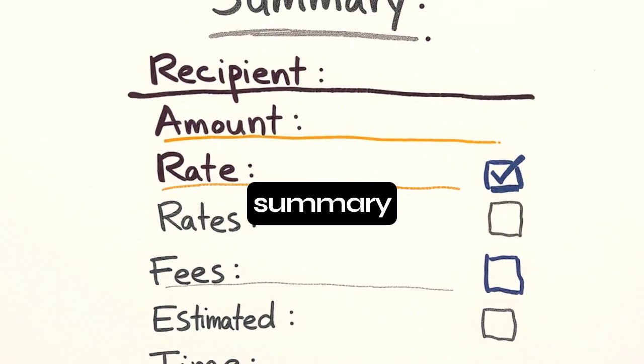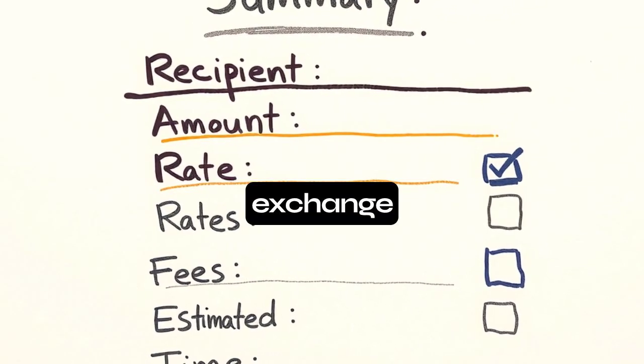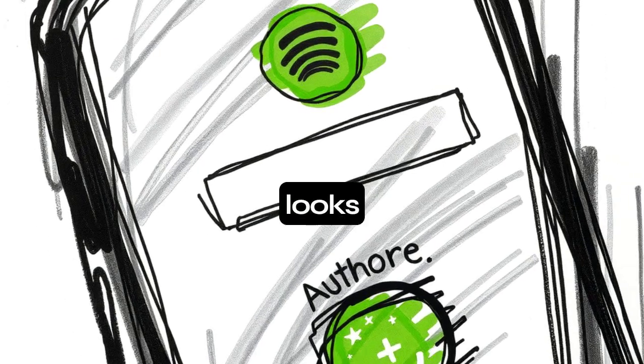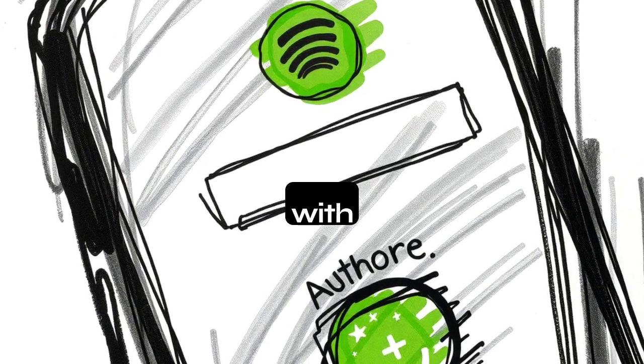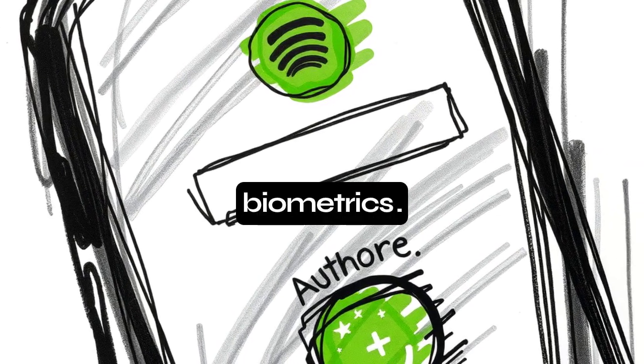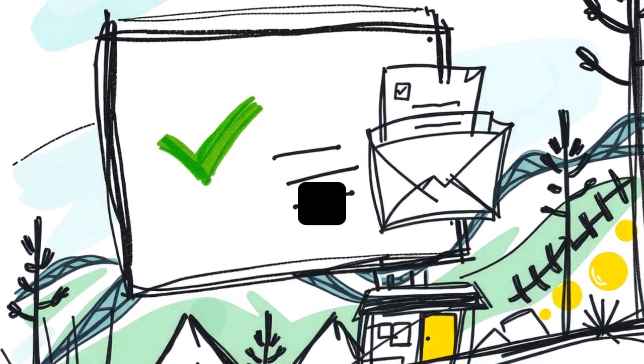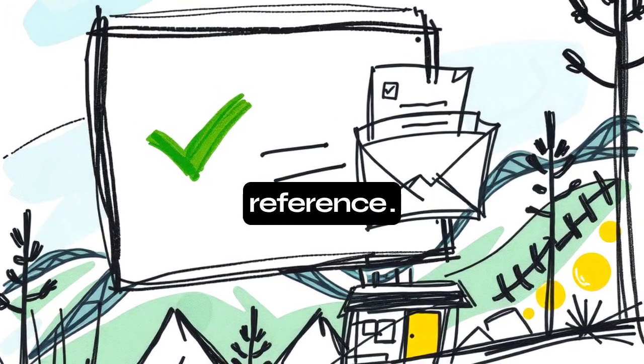Review the payment summary including recipient info, exchange rate, fees, and delivery time. If everything looks correct, authorize the transfer with two-step verification or biometrics. You will receive an immediate confirmation screen and an email receipt with tracking reference.